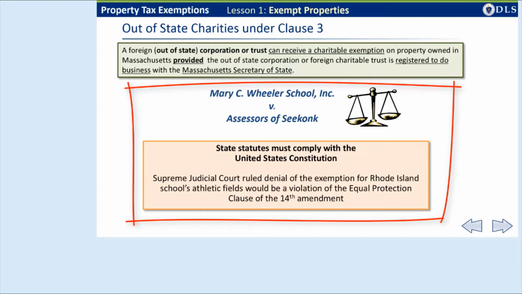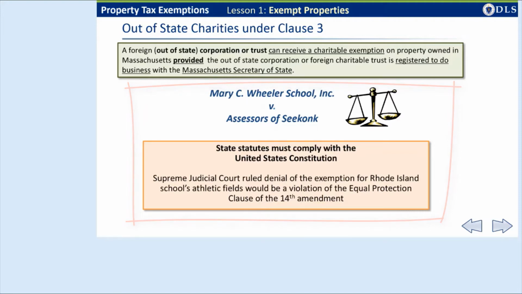The Mary C. Wheeler School, Incorporated, was located in Providence, Rhode Island, but had purchased land in Seekonk for athletic fields. As a general rule, a private nonprofit educational institution's athletic fields would be exempt. The court held that the exemption should not turn on the state of incorporation. Once the Commonwealth permitted an out-of-state entity to operate in Massachusetts, the Massachusetts property tax laws must apply as equally to it as to a domestic, that is, Massachusetts corporation.